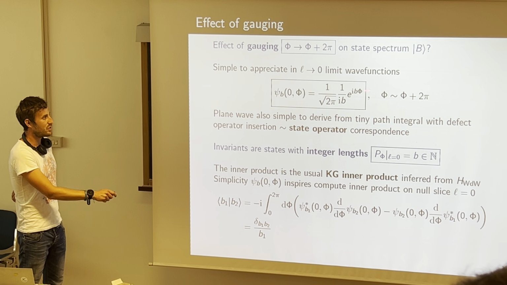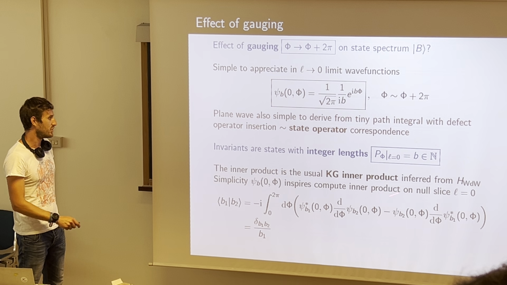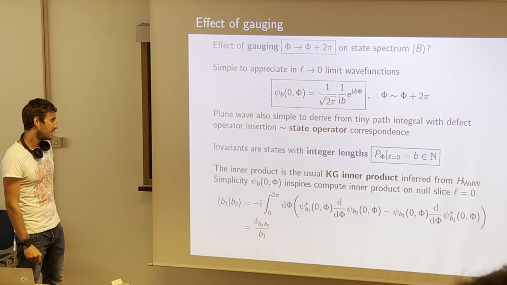Now, if I gauge the symmetry, then B has to be discretized, as it happened in the open channel. So B has to take integer values.